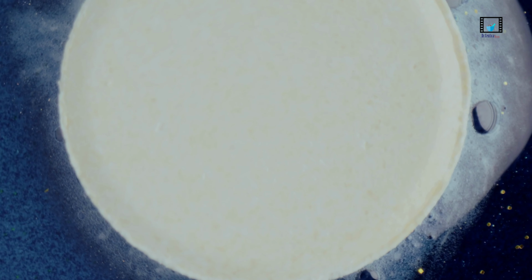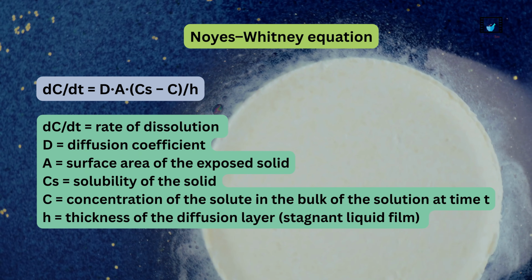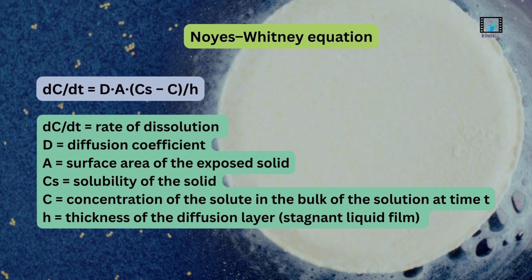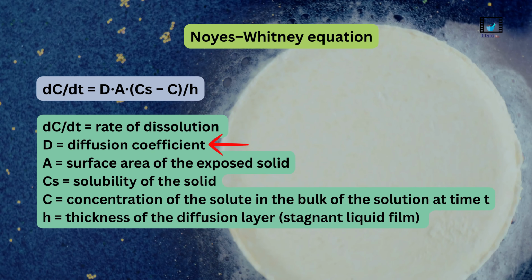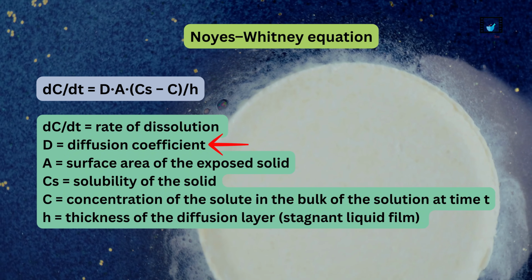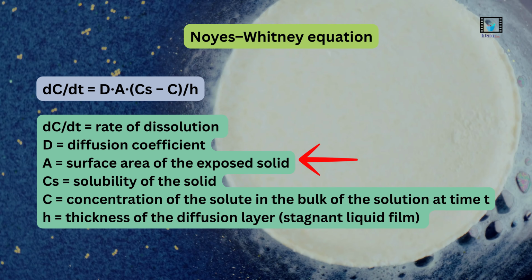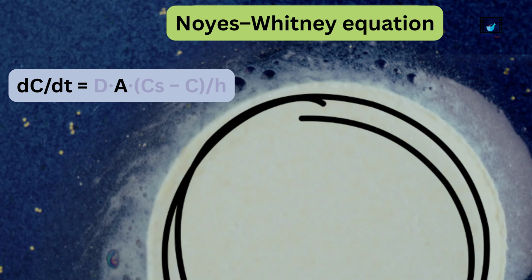This entire process is described by the Noyes-Whitney equation that captures how a solid drug becomes a dissolved one. Here's what that means. D is the diffusion coefficient, a measure of how easily drug molecules move away from the solid surface and into the surrounding liquid. A is the surface area of the exposed solid. The more surface that touches the liquid, the faster molecules can leave.